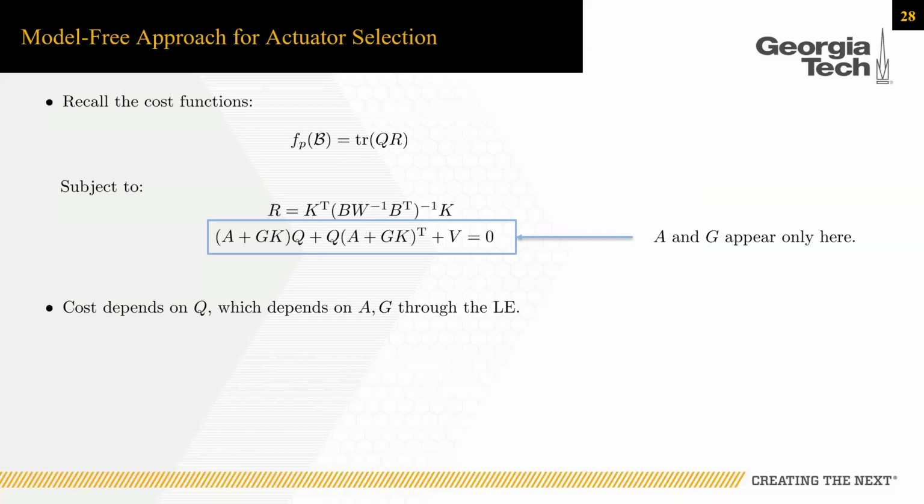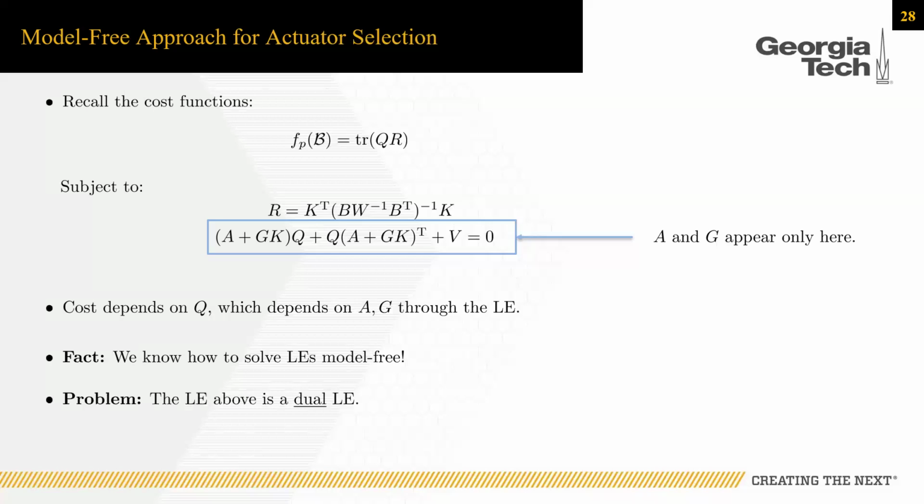So again, this is just what I just said. So I want to find this Lyapunov equation and solve it model-free. But we have the problem that I told you before, okay? So the transpose is appearing in the wrong side, okay? So this is not actually a Lyapunov equation. We'll call it a dual Lyapunov equation.